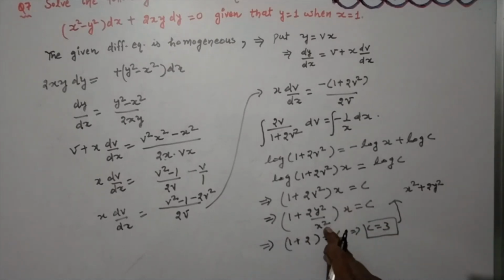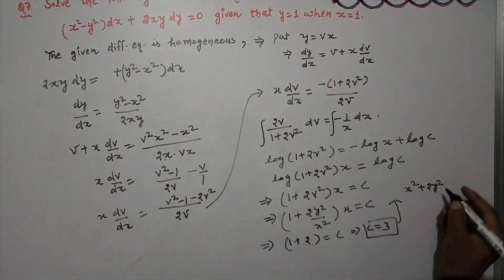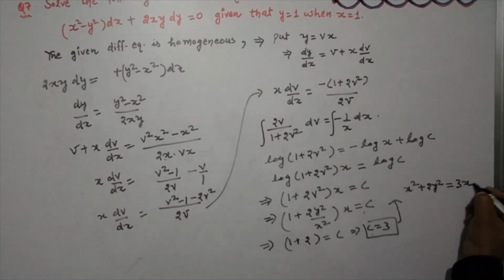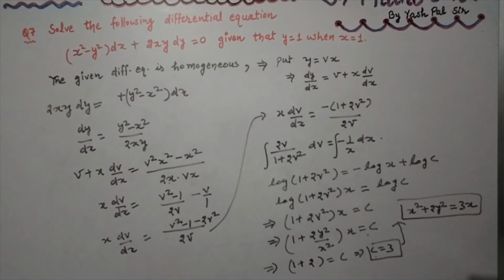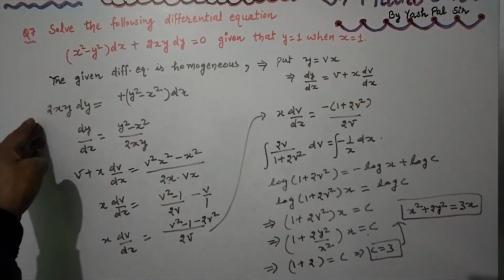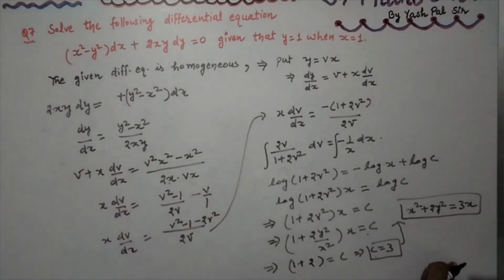So this value we substitute here. This becomes x square plus y square, x upon x square is 1 upon x, so this is equal to cx. c is the value we found, so this is the solution.